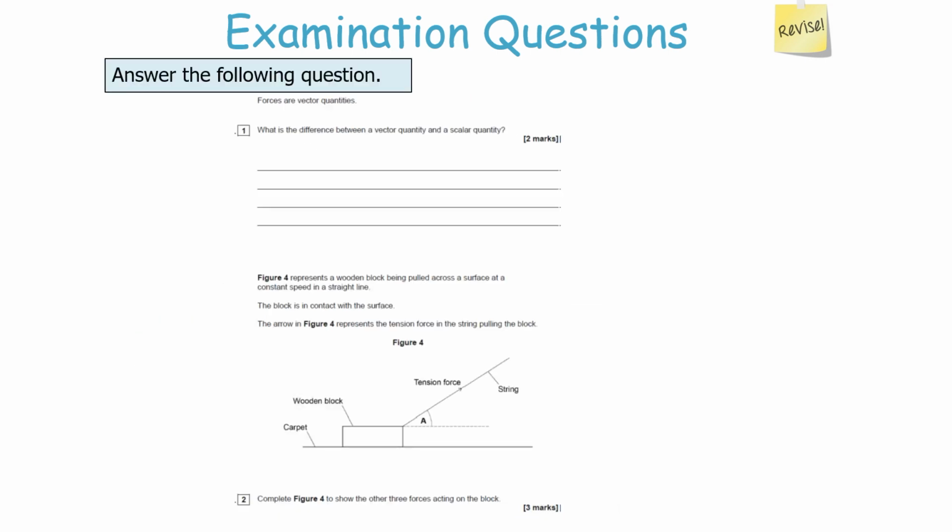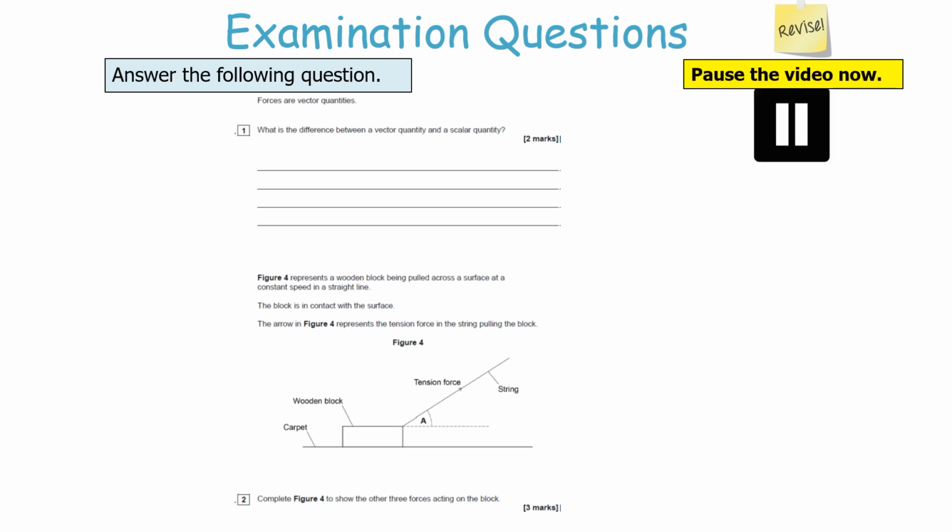The next question says, forces are vector quantities. What is the difference between a vector and a scalar quantity? Figure 4 represents a wooden block being pulled across a surface at a constant speed in a straight line. The block is in contact with the surface. The arrow of figure 4 represents the tension force in the string pulling the block. Complete figure 4 to show the 3 other forces acting on the block. So pause the video now, then unpause the video when you want to go through your answer.